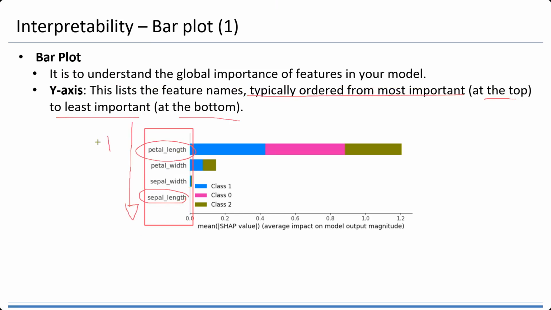So this is number 1, the most important. This is number 2, this is number 3, and this is number 4. Or we can say this is the least important. This is not important.